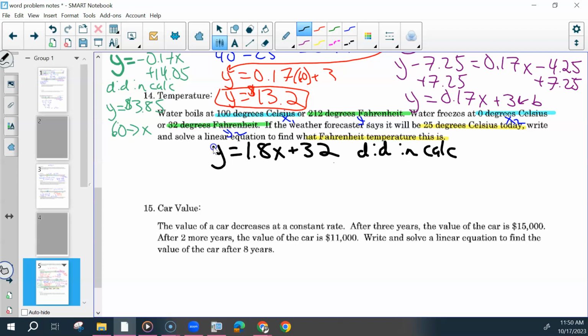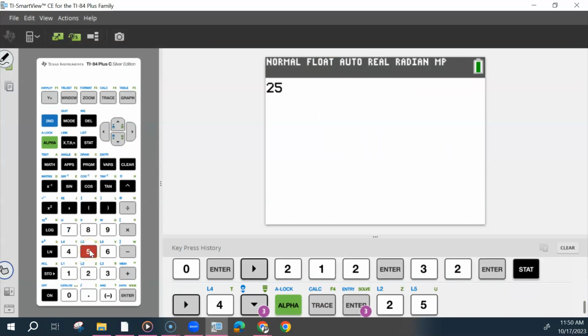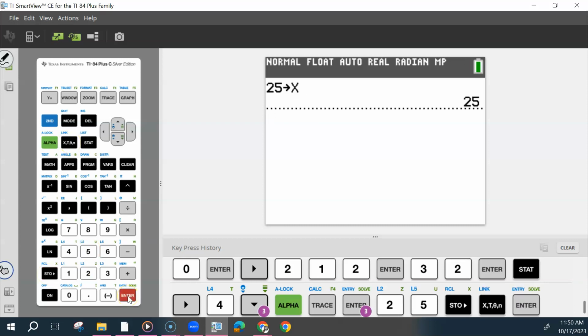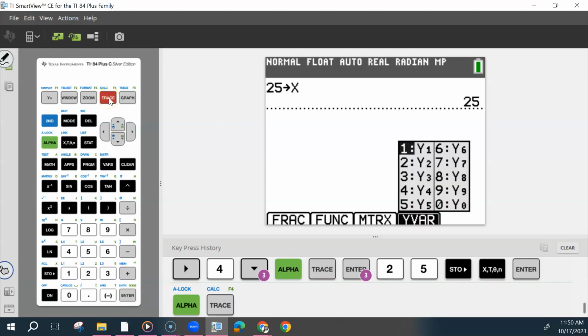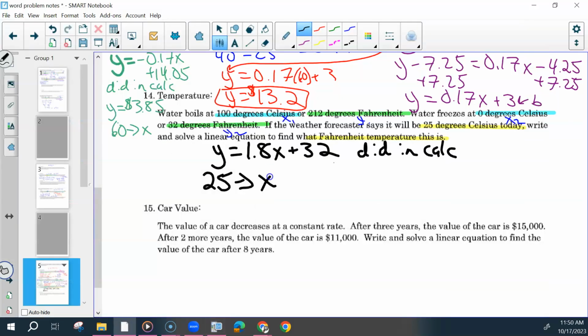Then we need to find the temperature. So we'd be looking for Y, since we label all the Fahrenheit's Y, when X is 25. So we're going to store 25 for X. 25, the STO button, X, enter. And then grab your equation, alpha trace, and enter twice. So 77 would be our answer.